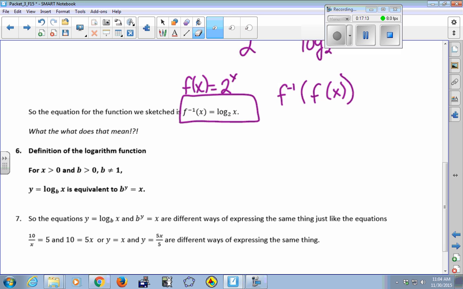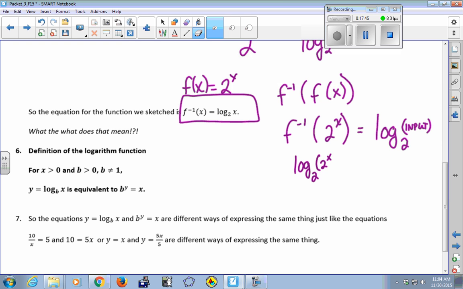What's my inside function? F of x, which is what? 2 to the x. Yep. So F of x is 2 to the x. Now I go to my F inverse. My F inverse function says take log base 2 of whatever my input is. My input sits right here. That's where my input sits. Here's x, here's my input. So now I put my input in. My input happens to be 2 to the x.